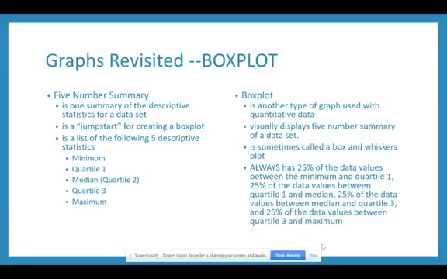And one of the key things to remember about the box plot, remember between the minimum and quartile 1, there's always 25% of the data values. Between quartile 1 and the median, there's always 25%. Between the median and quartile 3, there's 25%. And then between quartile 3 and the maximum, you have an additional 25%.